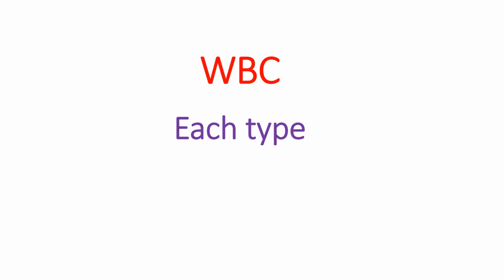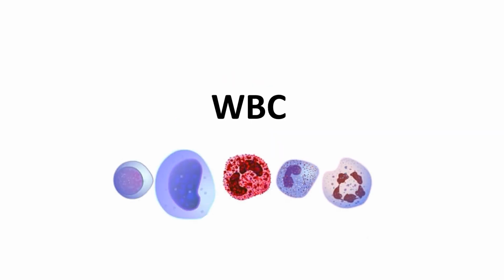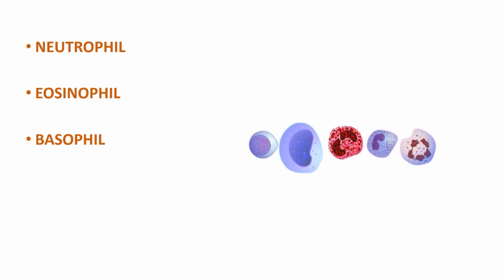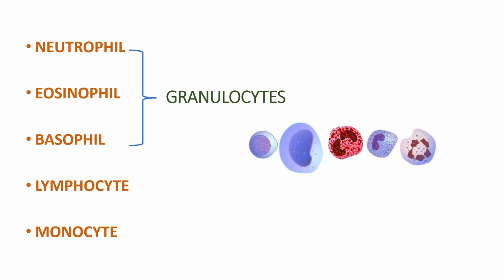So now in our WBC, we need to see what is the count of the WBC, etc. And we also need to see each type of WBC and how they are in relation to each other. Now there are different types of WBC, you know all that. There is a neutrophil, there is an eosinophil, there is a basophil, and all these three put together are called granulocytes. And you have lymphocytes and monocytes, which are the agranulocytes. So the first three are granulocytes, whereas the next two are the agranulocytes.